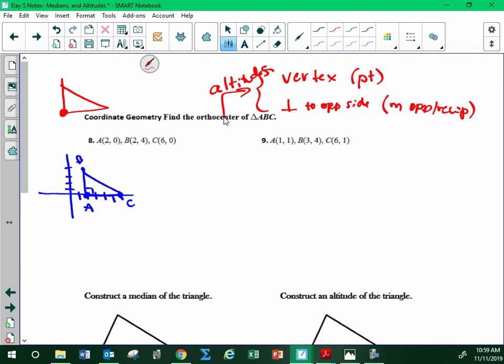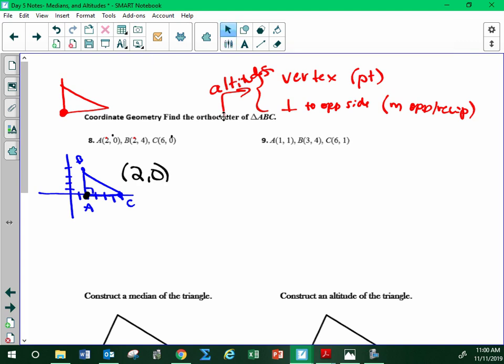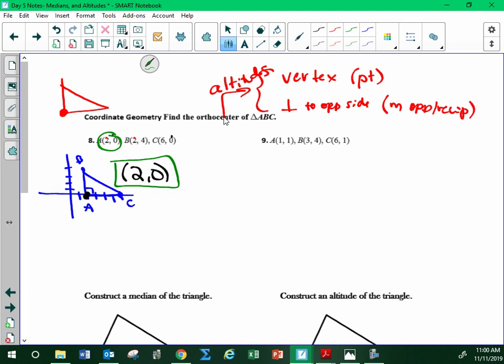Remember too, I can just look at my points, and if I have X repeated, then that's going to be my vertical side. And if I have Y repeated, that is my horizontal side. If I have a vertical and horizontal, that makes them perpendicular. So my orthocenter is simply that corner where the right angle is. And what point is that? 2, 0, which is simply the one that has both shared coordinates. So here's my orthocenter. Nice and easy, it's a right triangle.